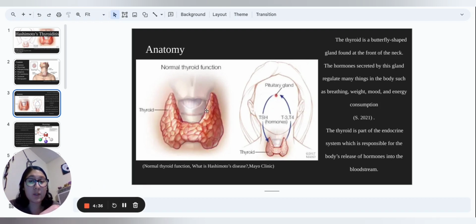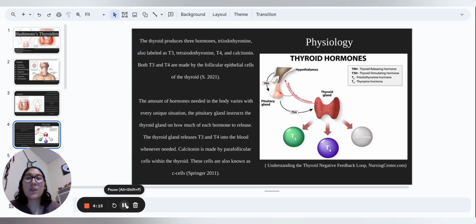Right here we have this image of a normal thyroid with normal thyroid function. The pituitary gland releases thyroid stimulating hormone, which is the TSH, and then it goes to the thyroid, and the thyroid itself releases thyroid hormones, shortened to T3 and T4. We'll get into that later on in the slideshow. So this organ is right under the voice box and around the windpipe. Thyroid hormone production occurs in a negative feedback loop where the amount of hormones produced increases or decreases depending on what the body needs.